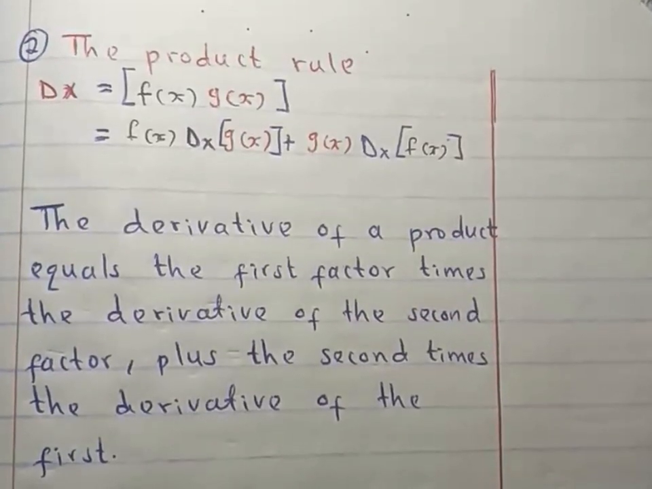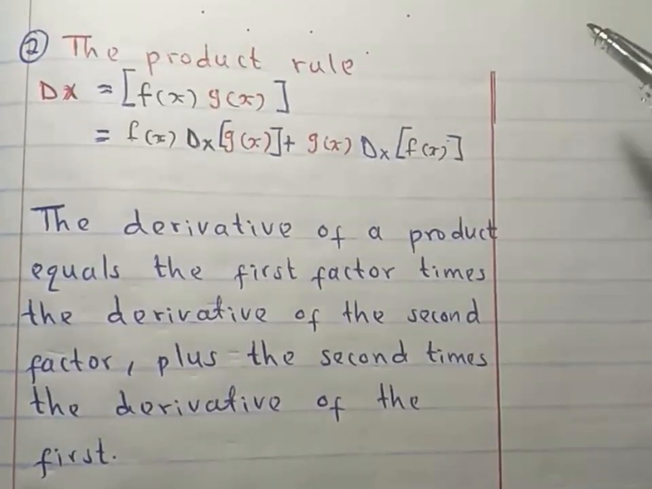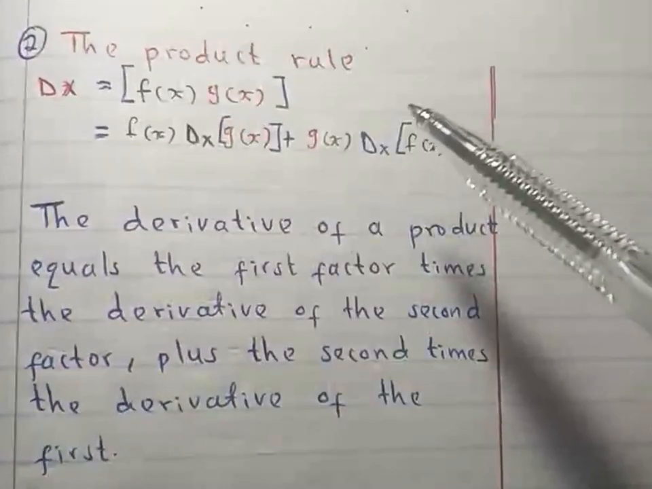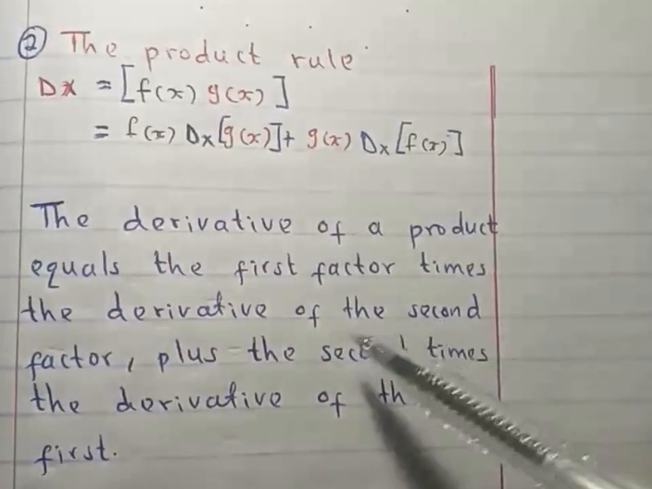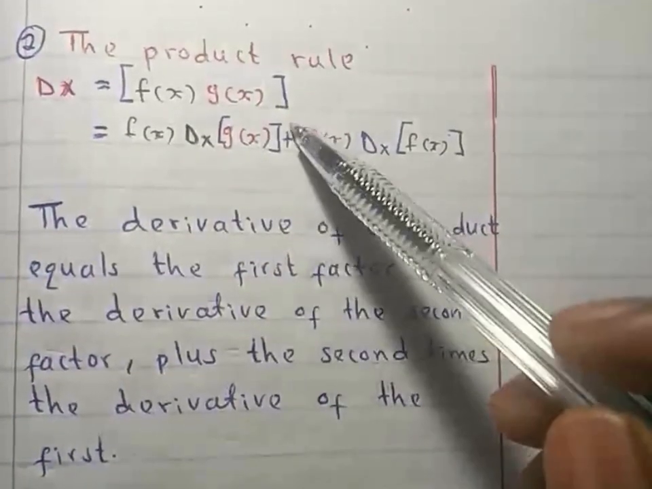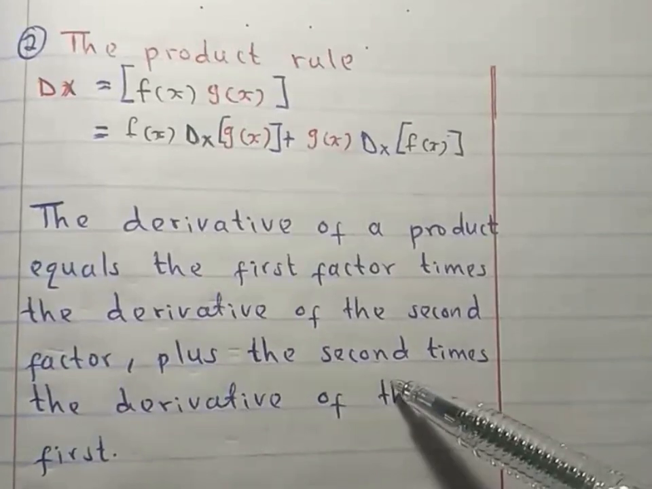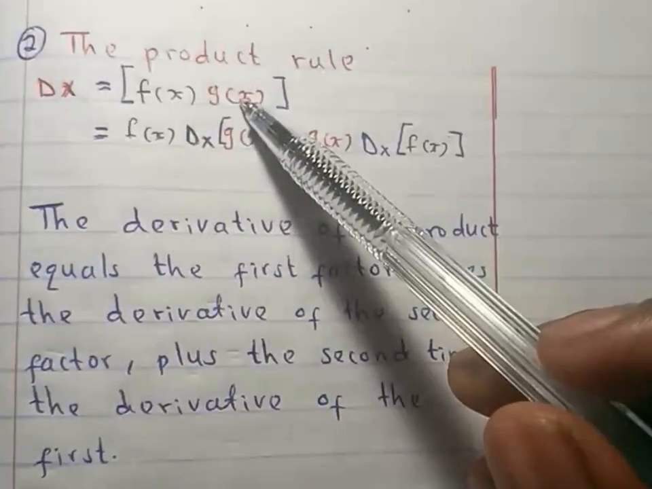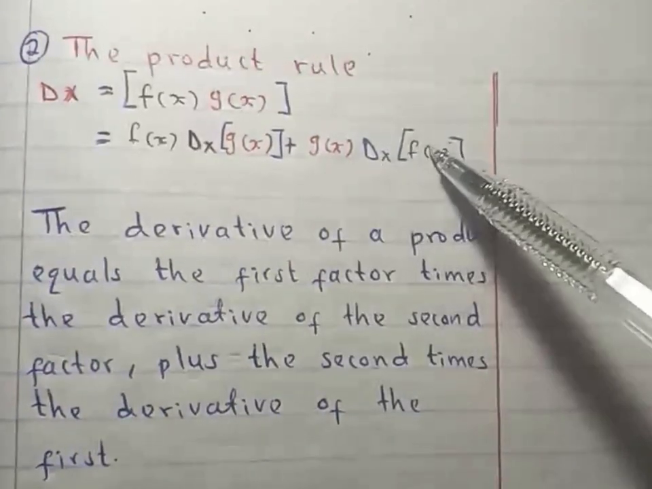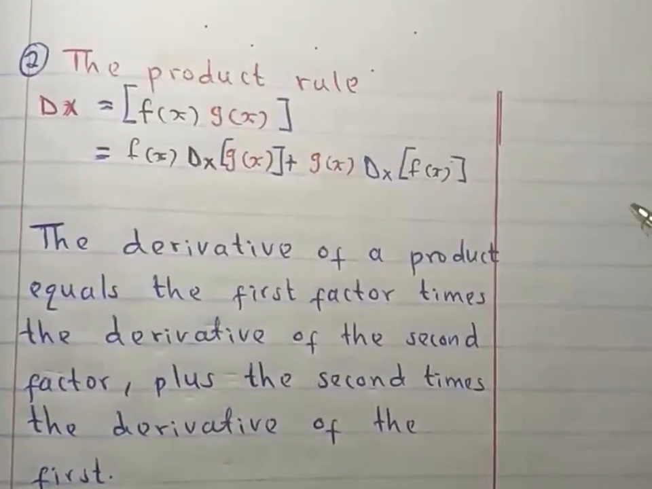This technique can be summarized by the term: the derivative of a product equals the first factor, which is f of x, times the derivative of the second factor, which is g of x, plus the second factor, which is g of x, times the derivative of the first factor, which is f of x.